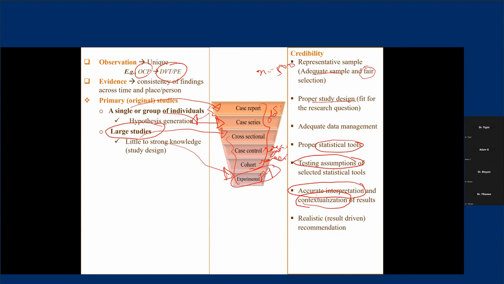Usually our recommendation way exceeds the true finding that we have. So that should not be the case. Recommendation has to be result-driven, and it should be within the context of what we have truly found and in the context of the meaningful results that we should contextualize our findings.